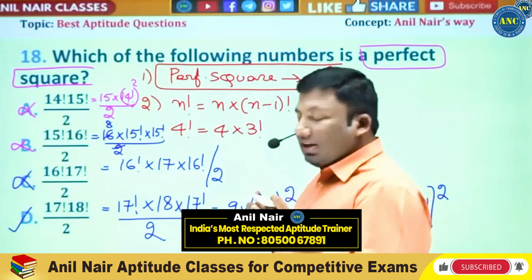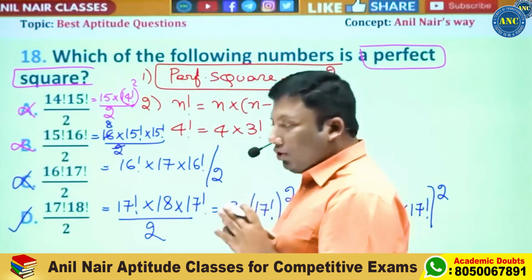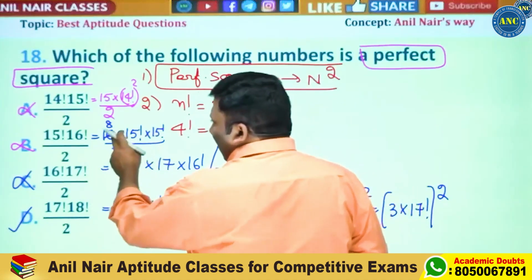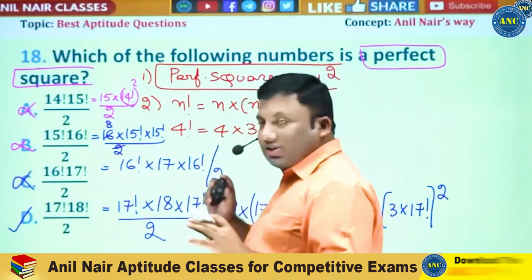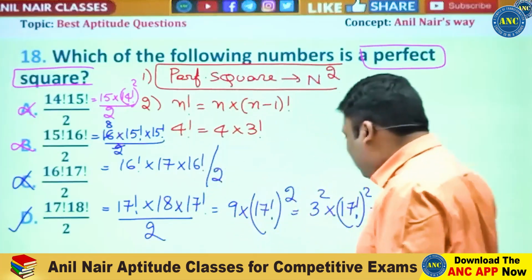Which of the following is a perfect square? In a perfect square, the power will be a multiple of 2, right? 17 is not divisible by 2. A perfect square never ends with 2, 3, 7 or 8, so it is not possible. 15 is not divisible by 2. I hope the question is clear.